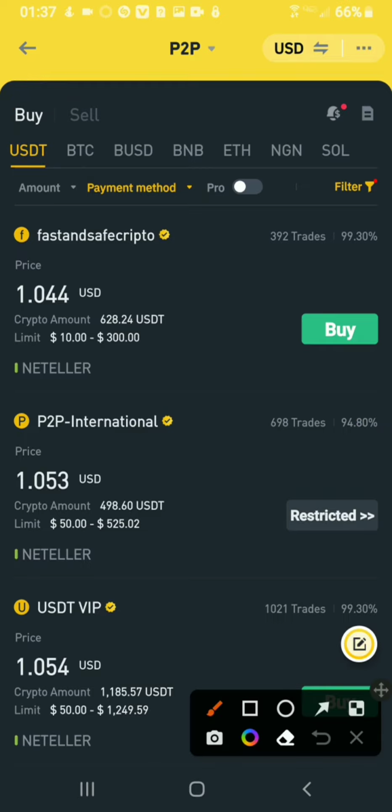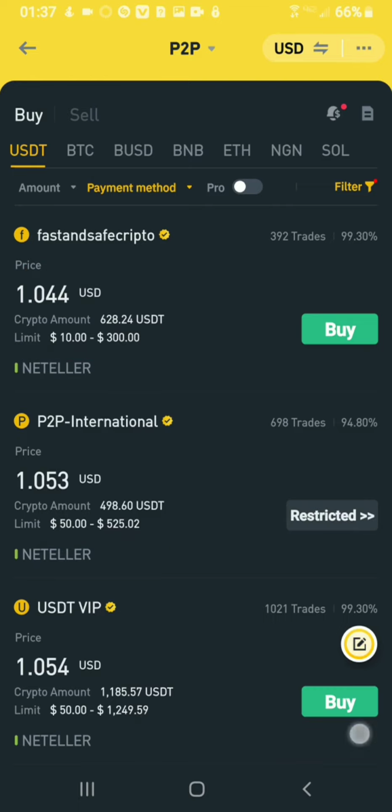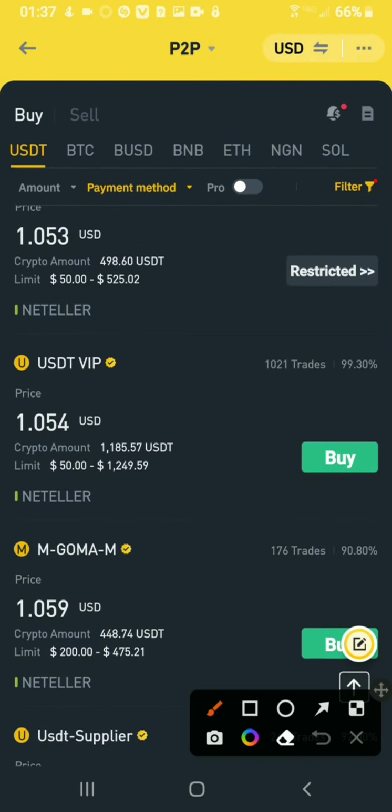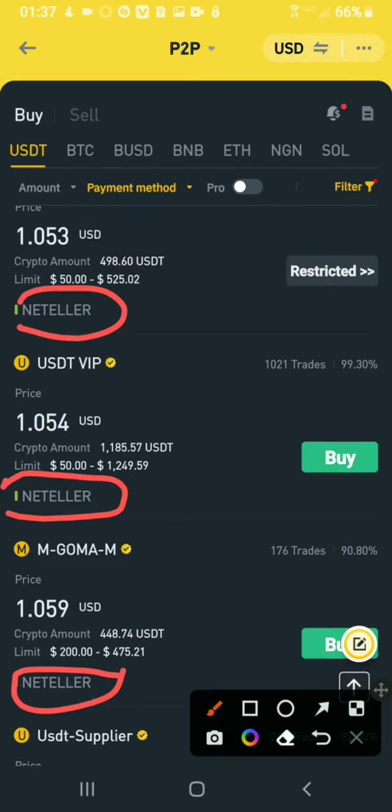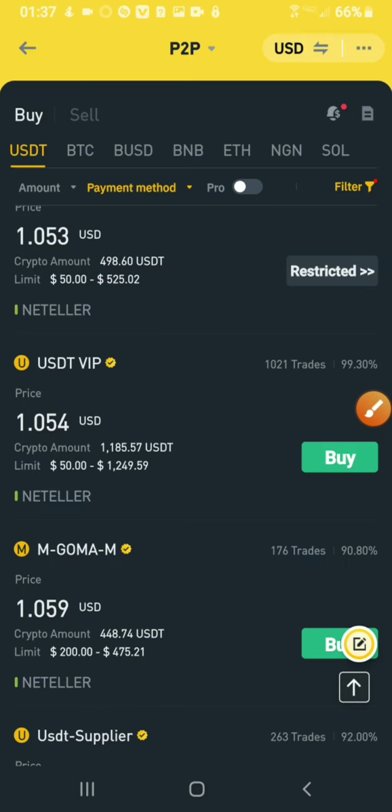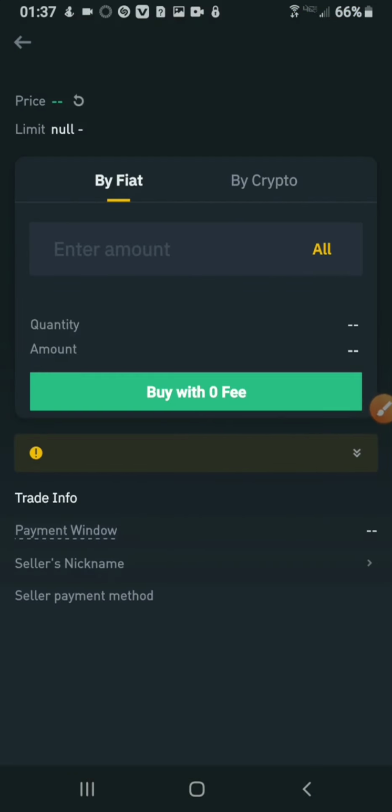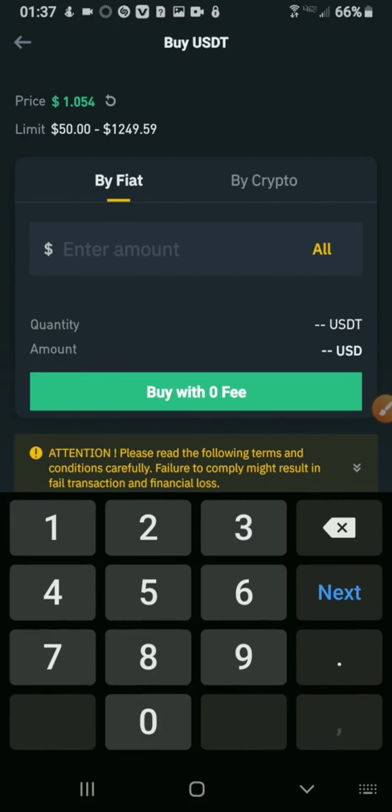You can now come here. The next thing to check is this person's trade limit. You can buy from 10 to 300, and you can also buy from 50 to 500, or from 50 to 1000. So you can go across them to look at the rate. For you to know which payment provider you are going to be using, you can see it here. On all of them you will be seeing Netilla. So let's just click on buy. Now we are going to be buying.